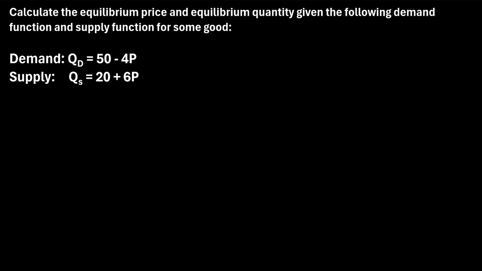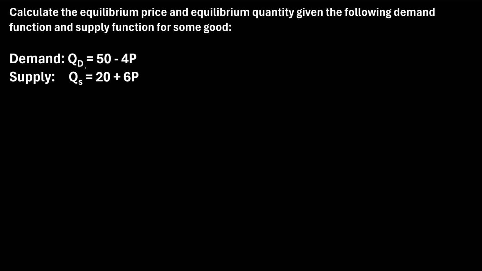This question says, calculate the equilibrium price and equilibrium quantity given the following demand function and supply function for some good. So we're given a demand function and we're given a supply function. Now, when we're interested in calculating the equilibrium price, all that means is at what price is the quantity demanded exactly equal to the quantity supplied.